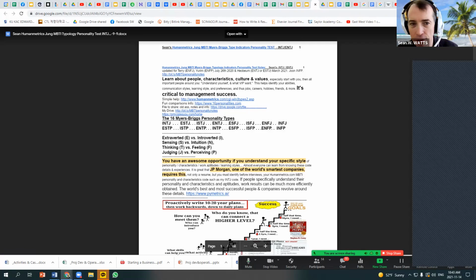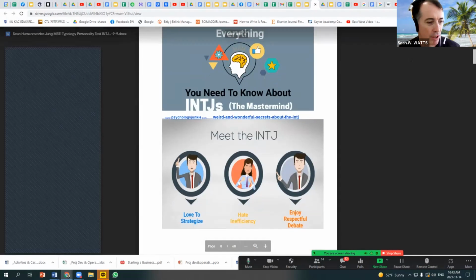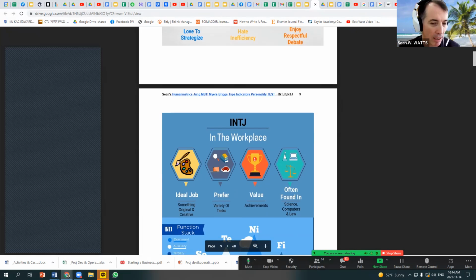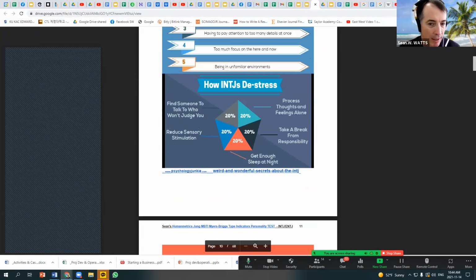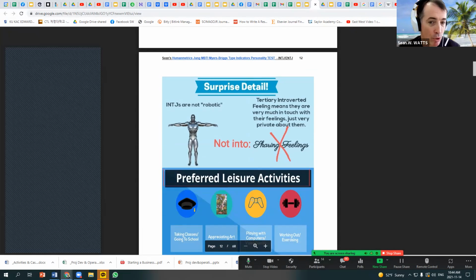If you talk to me about what is my personality, this file that you're looking at here is 68 pages. There's lots, and it's just websites describing that code. After I answered those 50 questions, the answers say my code is INTJ, and sometimes it says ENTJ. And so it says, I love to strategize, I hate inefficiency, I enjoy debate. And it goes on to talk about what kind of work I like, what stresses me, what can take the stress away, how I might be popular or rare. It shows a lot of surprising details.